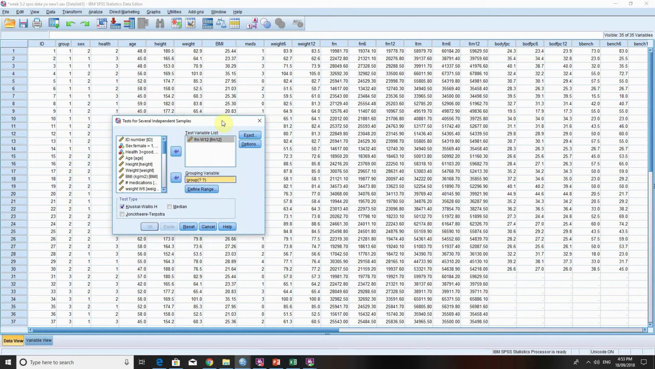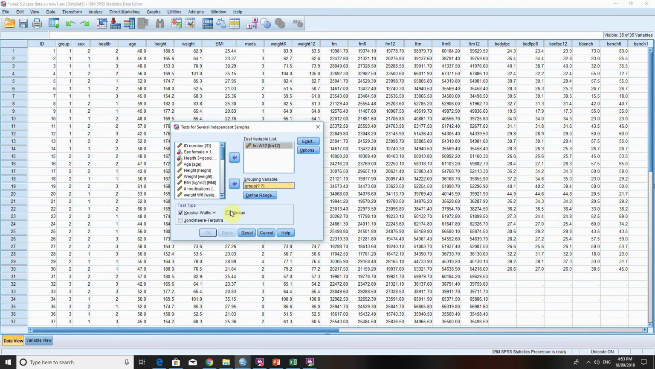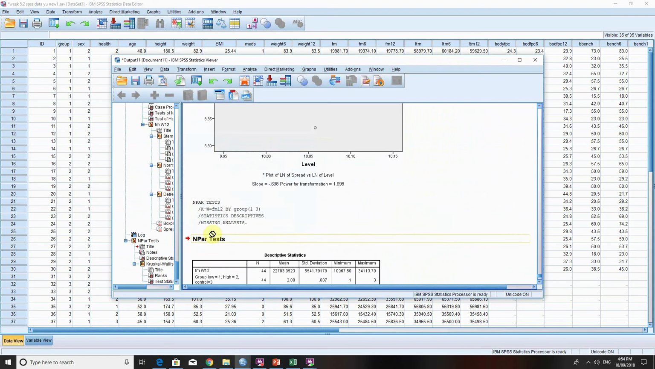So remember, 1 was the low dose group, 2 was the high dose group, and 3 was the control when we coded. So our range is 1 being the minimum and 3 being the maximum, because those are the values that we've coded for. And this is why we can do more than 2 samples, because this is a range rather than just defining 2 groups. We have the Kruskal-Wallis ticked already, which is good, and we can go to options and click descriptive if we want to.